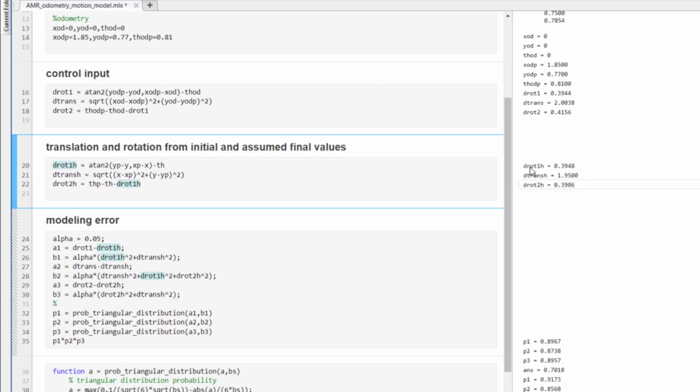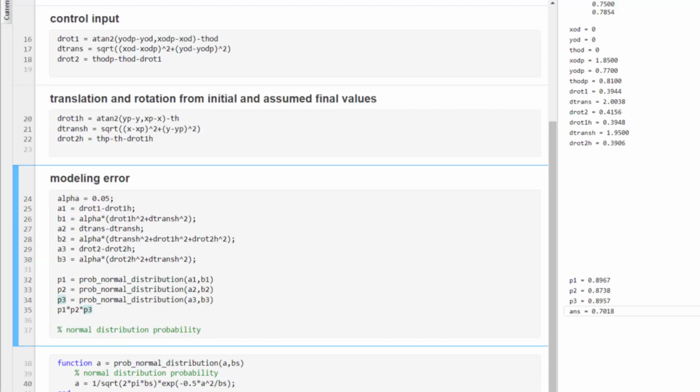we get that delta rotation 1 hat is 0.3948, delta translation hat is 1.95, and delta rotation 2 hat is 0.3906, as compared to what we got from the odometry, which is delta rotation 1 of 0.3944, delta translation of 2, and delta rotation 2 of 0.4156.